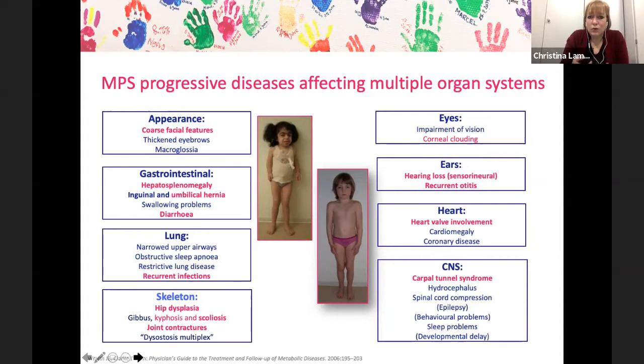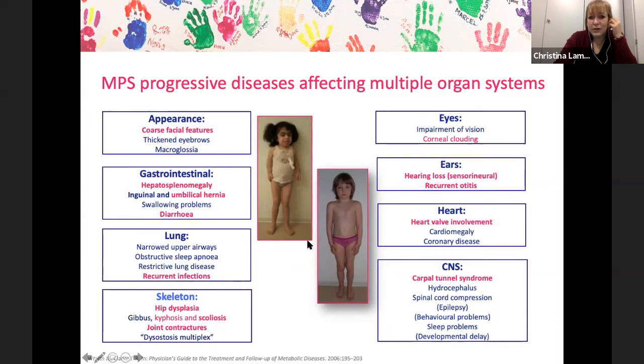We have to think of corneal clouding, the hearing loss, and the recurrent infections of the ears and the lung. We have the skeletal involvement with hip dysplasia, kyphosis and scoliosis, joint contractures, and also the neurological involvement in some patients storing heparan sulfate, or other patients that are having no cognitive involvement.